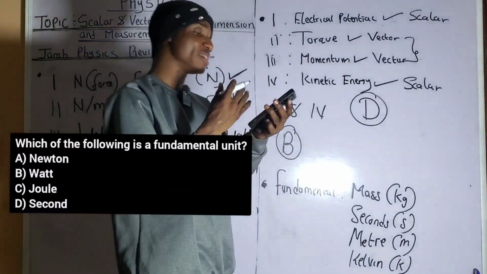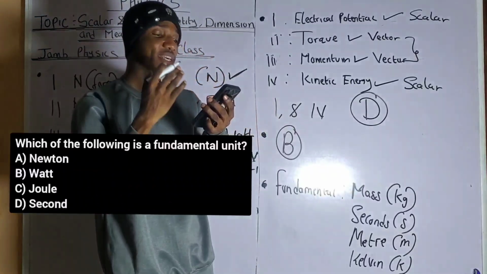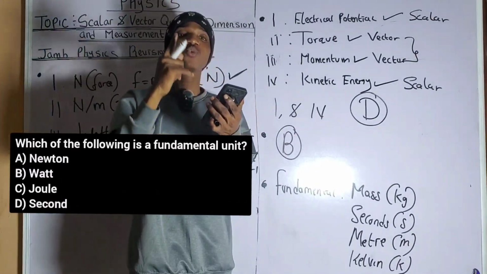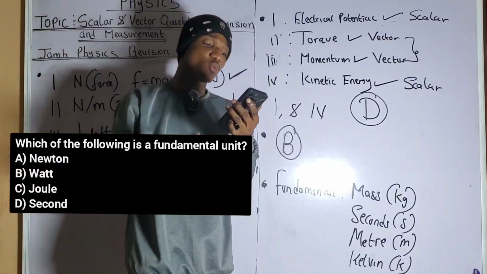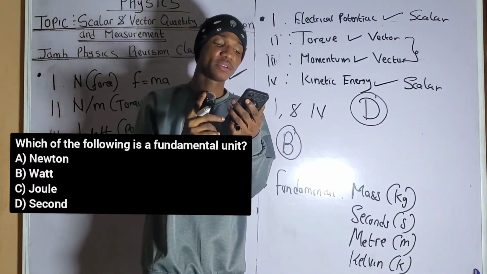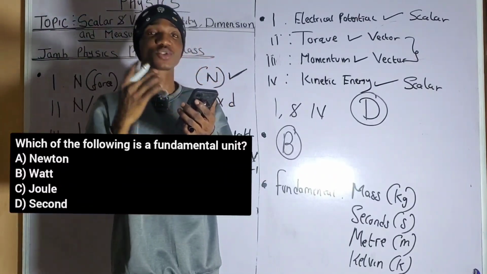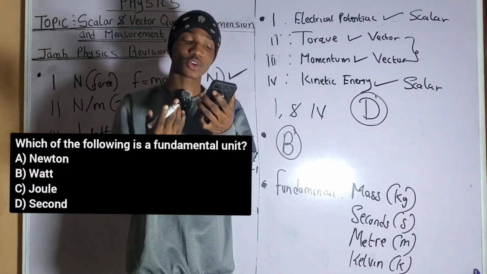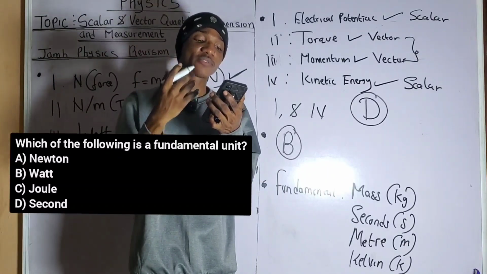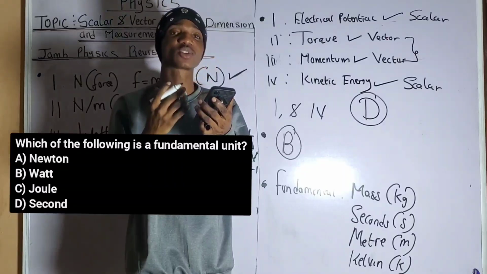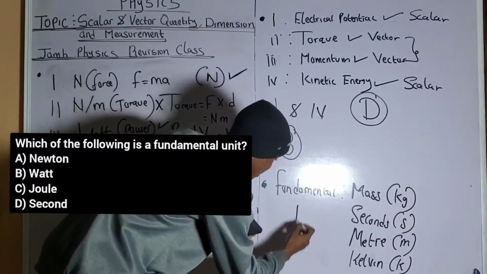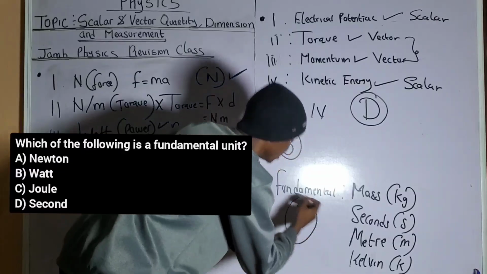Now we want to examine the question. Which of the following is a fundamental unit? Among these options, there is only one fundamental unit. Point it out. We have option A, Newton. Option B, watt, which is the unit of power. Option C, joule, which is the unit for energy or work done. Option D, we have seconds. The correct option is option D, because that is the only fundamental unit that can be found among the options.